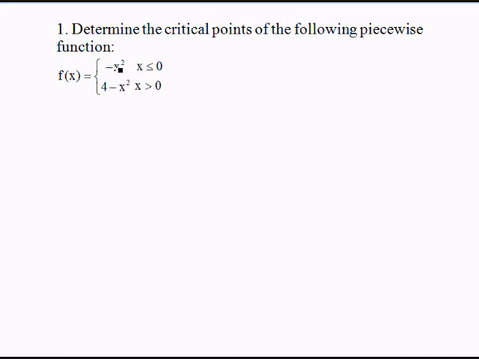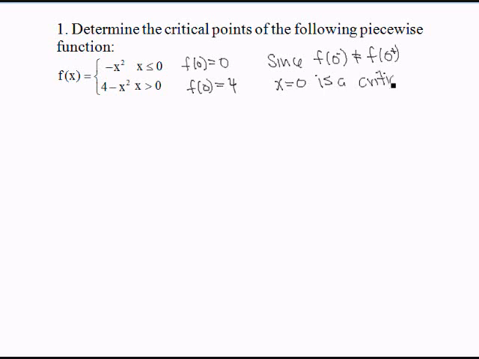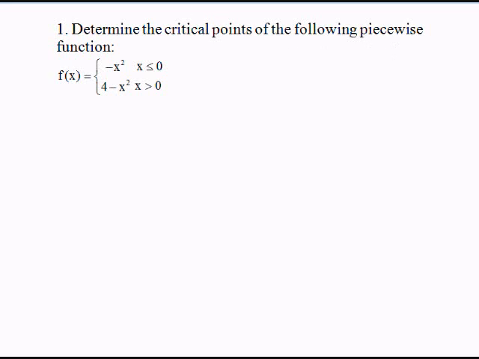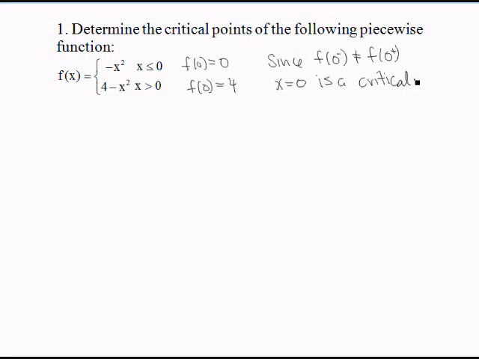So let's first just determine continuity. Let's just evaluate f of 0 at the upper piece and the lower piece and see if they're the same. So f of 0 of the top function is equal to 0, and f of 0 of the bottom function is equal to 4. So since f of 0 on the left-hand side is not equal to f of 0 on the right-hand side, x equals 0 is a critical point.